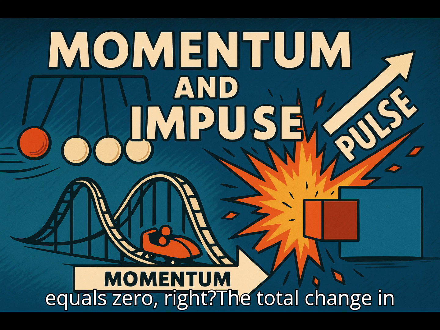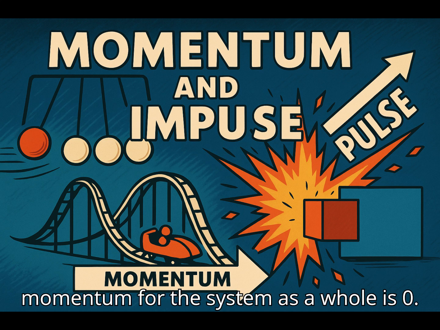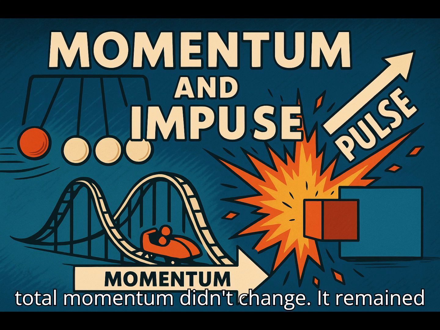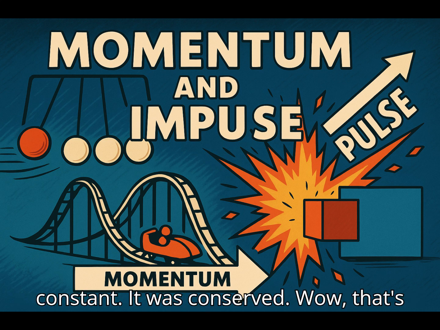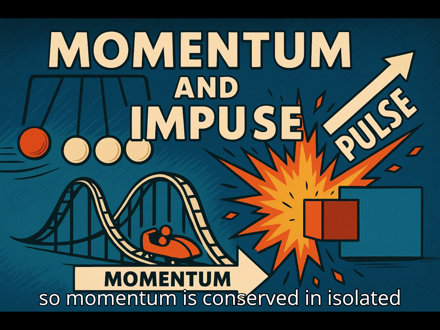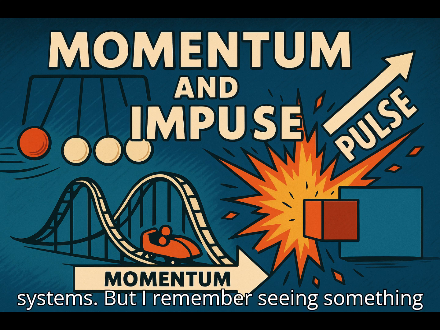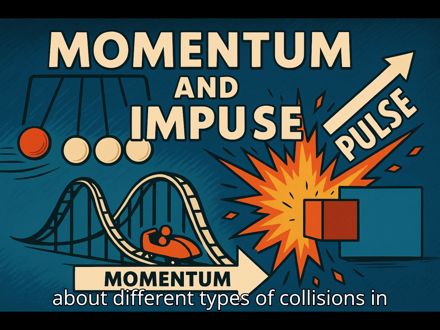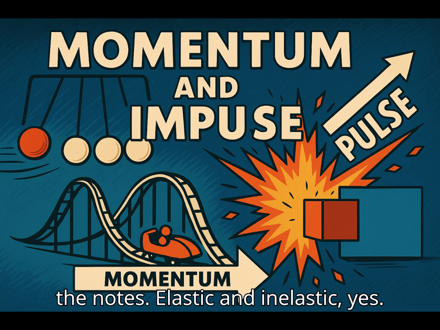Right. The total change in momentum for the system as a whole is 0. If the total change is 0, it means the total momentum didn't change. It remained constant. It was conserved. Wow, that's elegant how those laws interconnect. Okay, so momentum is conserved in isolated systems, but I remember seeing something about different types of collisions in the notes, elastic and inelastic. Yes.